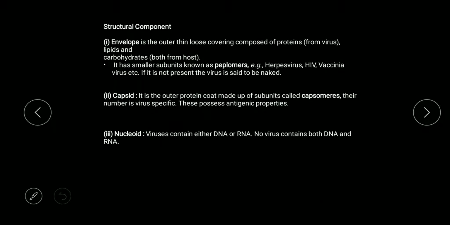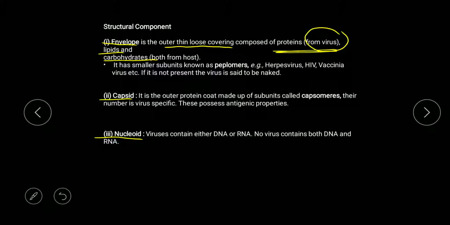Now we should talk about the structural components. Any virus is made up of three things: envelope, capsid and nucleoid. The envelope is the outermost thin, loose covering composed of proteins, lipids and carbohydrates. The proteins are from the virus, encoded by the virus genome, but the lipids and carbohydrates are from the host. The virus uses this host material for the synthesis of the envelope.